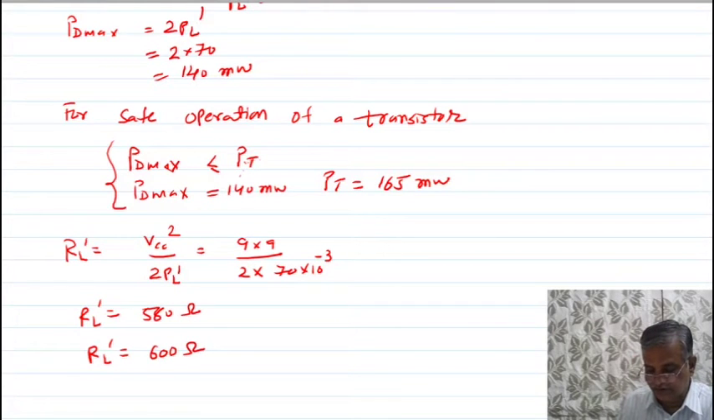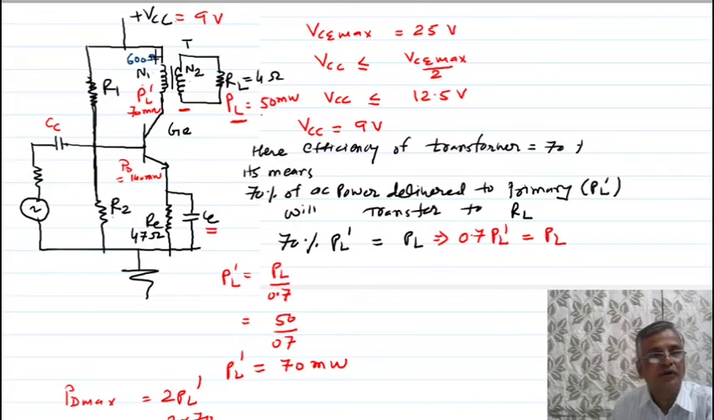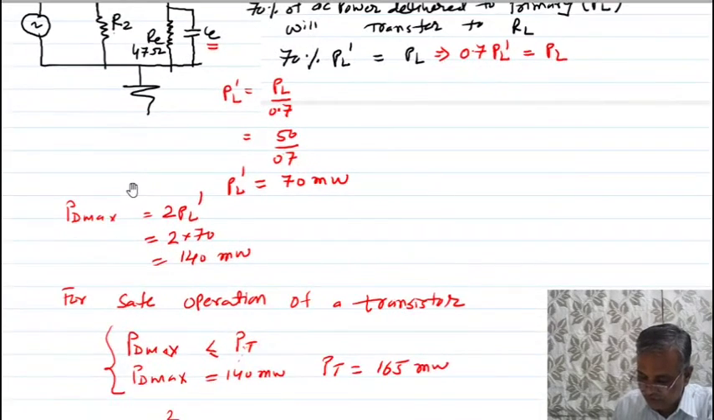This means the primary resistance or impedance of the primary of the transformer is 580 ohm, or I can say 600 ohm. So primary impedance is how much you want? 600 ohm. Exact value 580, but as a round figure I am taking 600 ohm. So the impedance of the primary of the transformer should be 600 ohm according to this calculation.